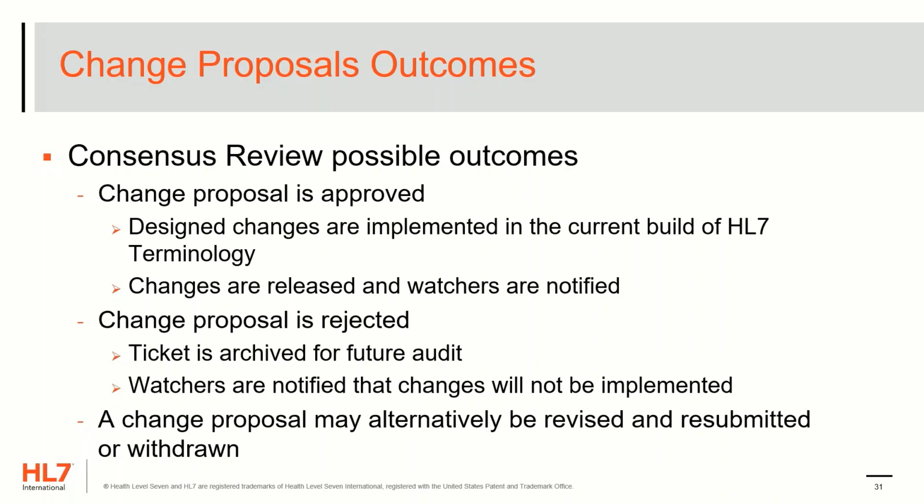Once a change proposal is in consensus review, there are a handful of possible outcomes. The first is that there is consensus and the change proposal is approved. In this case, the design changes are implemented to the current build of the HL7 terminology. The changes are released in a short period of time, and watchers are notified of the release. The content will be available in the HL7 terminology and the terminology pages as soon as those changes are implemented and released. It's also possible that the proposal could be rejected by the community. In this case, the ticket is archived and all information is maintained for future audits. Watchers are also notified that the changes will not be implemented.